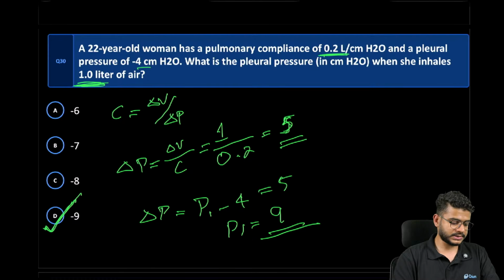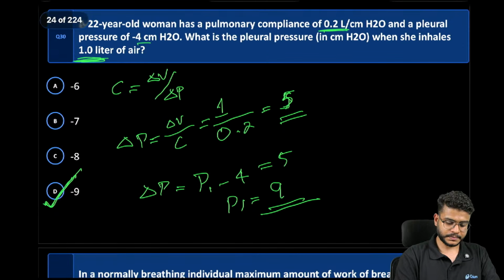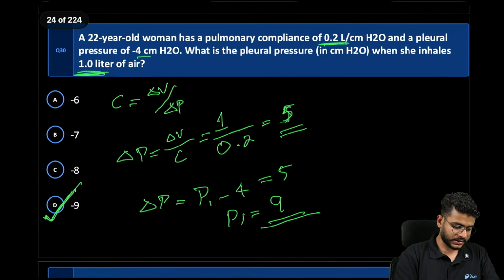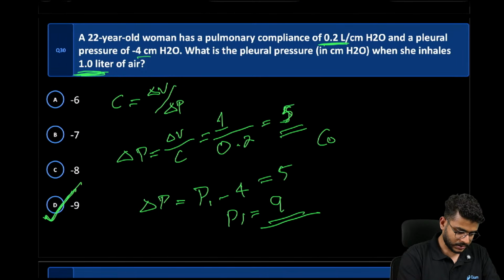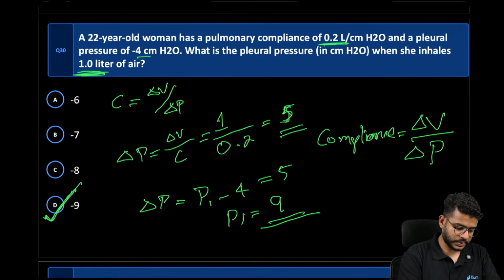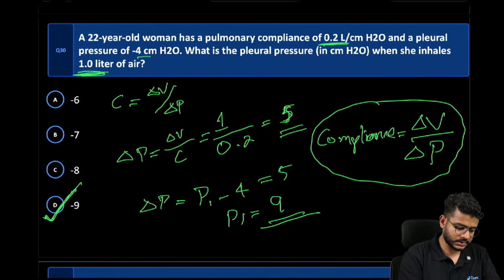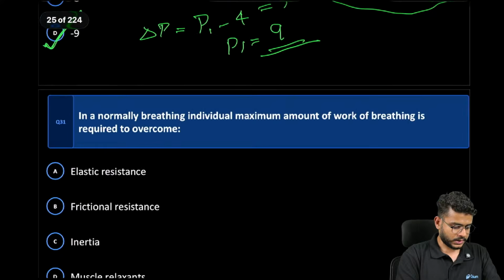It's just a mathematical equation and calculation. Easy. I hope it's clear. The equation is once again: compliance is change in volume per change in pressure. This is the equation. Okay, the next question.